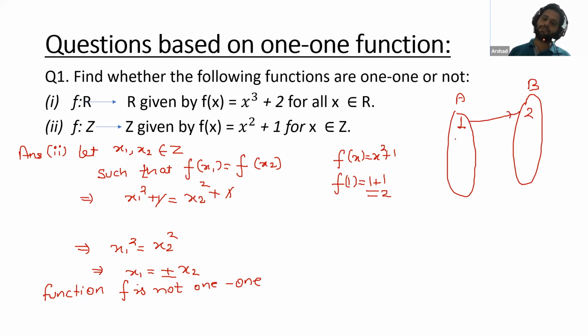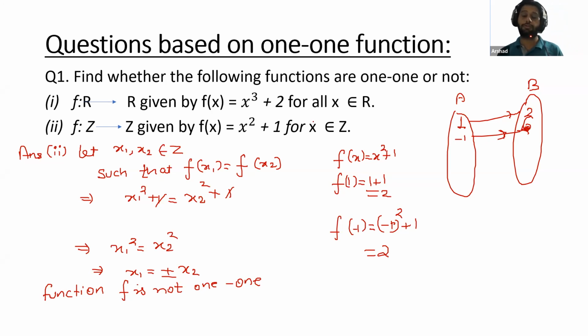If you put minus 1, then f(-1) will give you (-1) squared plus 1. This will again give you 2. So minus 1 will also give you 2. So 1 and minus 1 have the same image. That's why this is not one-one. If at the start of the question you can show this, that this is not one-one, then you can just give a simple example.